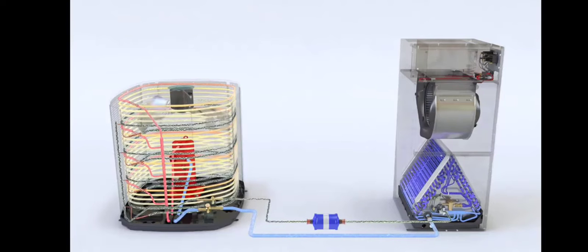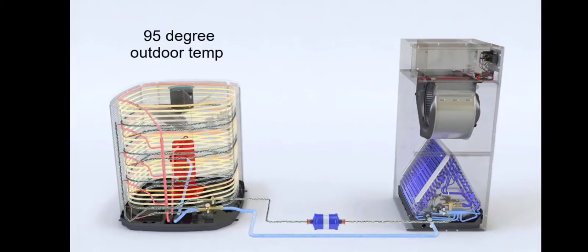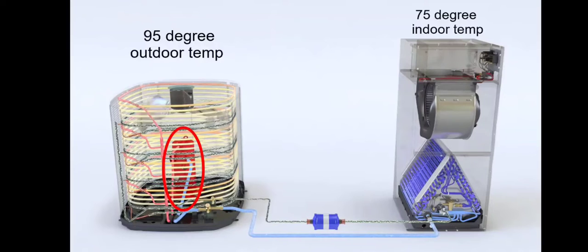So let's pick a warm day. Let's say it's 95 degrees outside and 75 degrees inside the house. The AC is running, and we're going to start this analysis at the compressor. And the compressor is often referred to as the heart of the system. Now the goal of the compressor is simple.